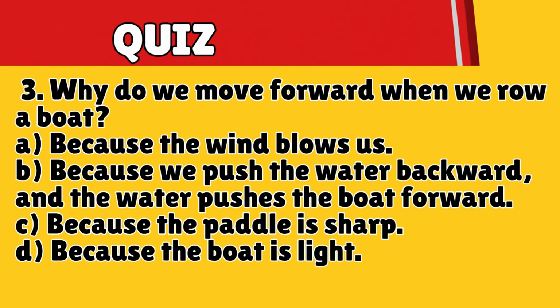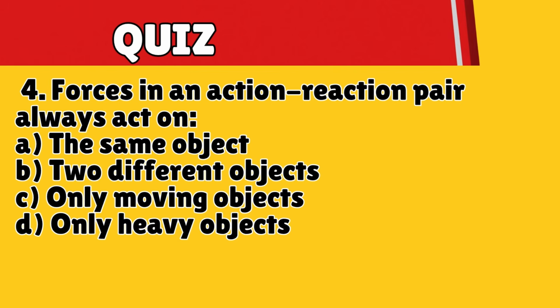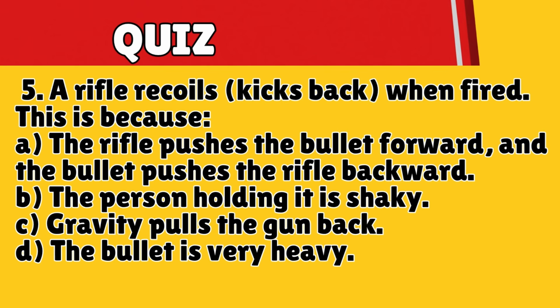Number 3. Why do we move forward when we row a boat? A. Because the wind blows us. B. Because we push the water backward and the water pushes the boat forward. C. Because the paddle is sharp. Or D. Because the boat is light. Number 4. Forces in an action-reaction pair always act on A. The same object. B. Two different objects. C. Only moving objects. Or D. Only heavy objects.